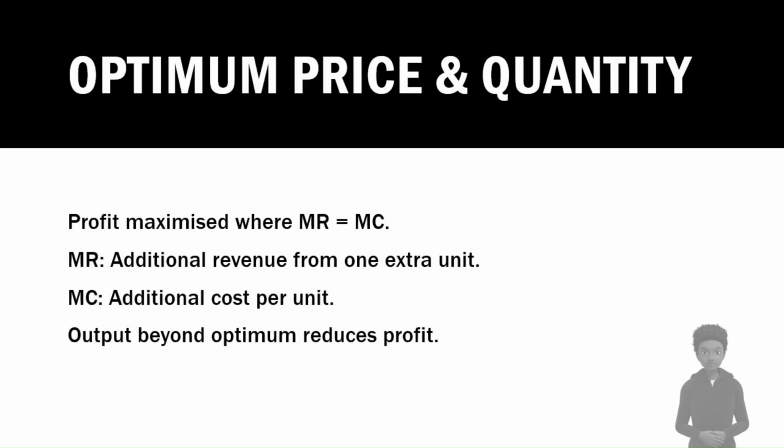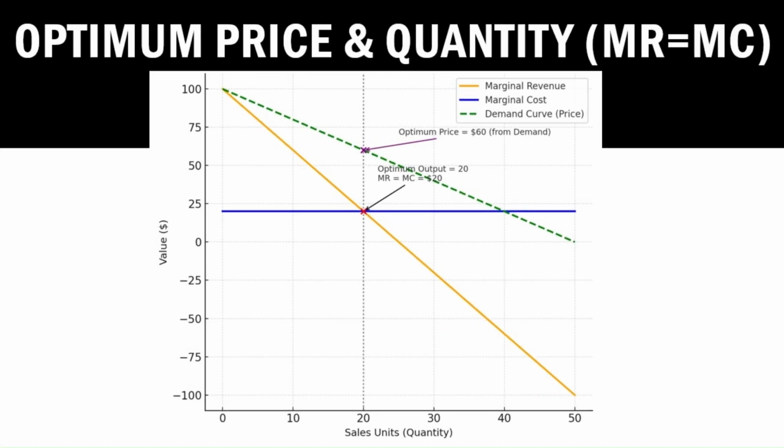Optimum price and quantity. Profit is maximized where marginal revenue equals marginal cost. Before this point, producing more adds profit. After this point, producing more reduces profit. Marginal revenue and marginal cost chart. So here, the orange line shows marginal revenue and the blue line shows marginal cost. The intersection point is the optimum. The output is 20 units, where marginal revenue equals marginal cost at $20.